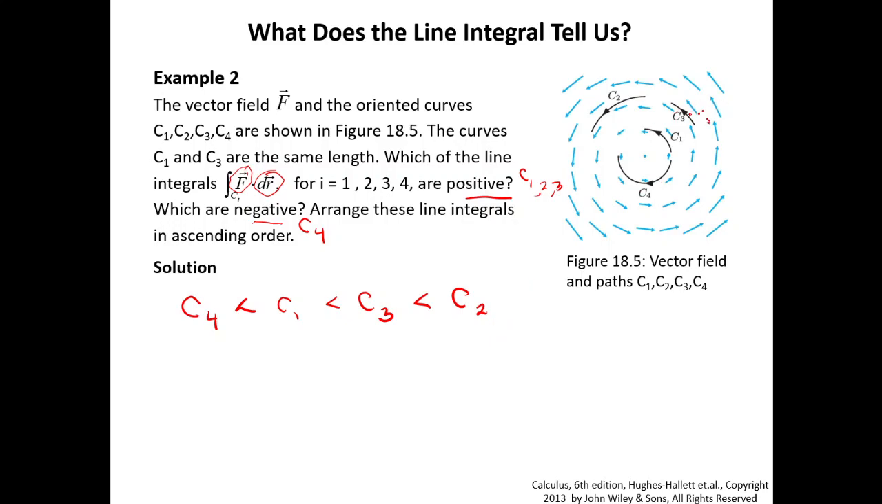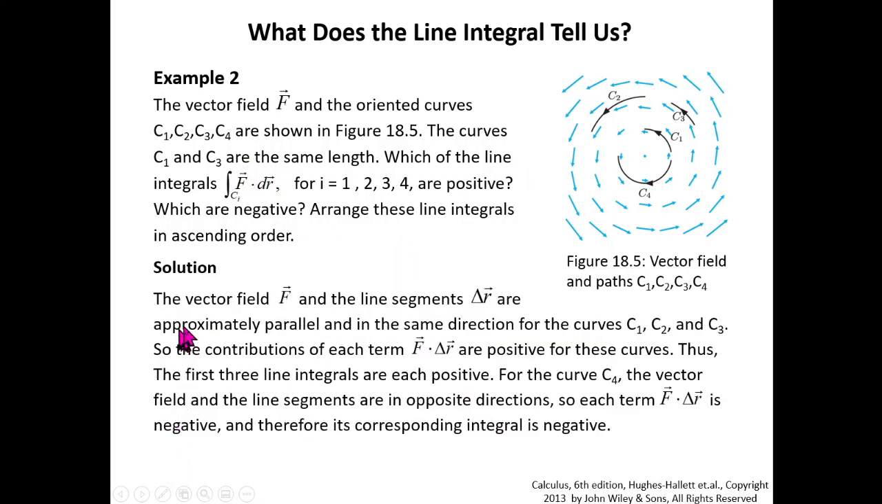Okay, we don't have to wait to calculate it, but that's how I would talk through it. Now, I'm going to show you the slide where they have it in written language, and they talk it out. So vector field line segments are approximately parallel, so they're going the same directions for C1, 2, and 3. So they're going to be positive because they're going with the flow. Okay, so the force vector is a positive direction, giving them more power.